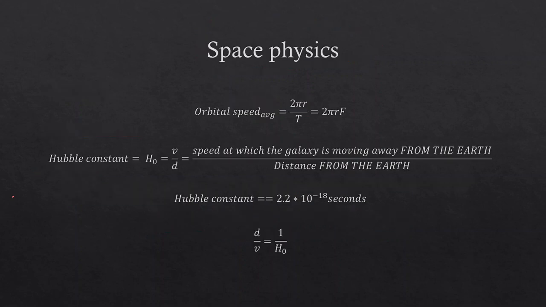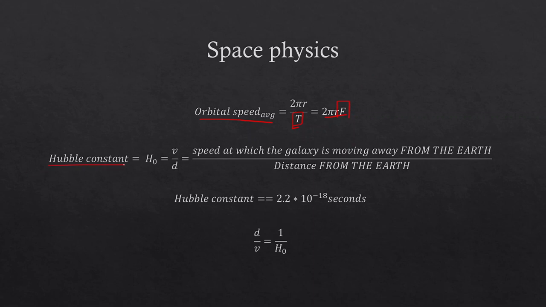Now we have space physics. We have the average orbital speed, which is nothing but 2 pi r by t, and 1 by t, which is 1 by time period, is nothing but the frequency. So 2 pi r f is the speed. 1 by t is equal to frequency, and 1 by f is equal to t.